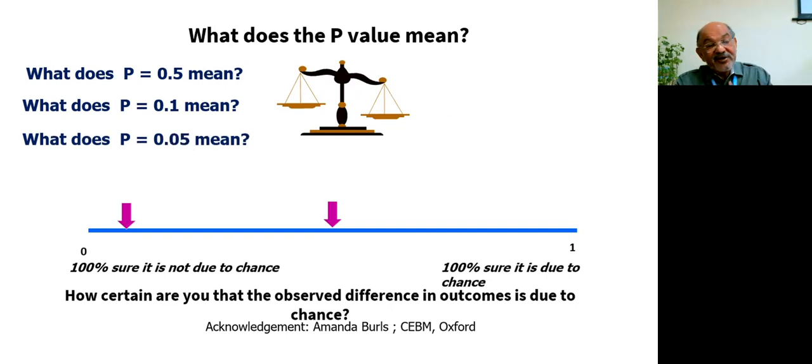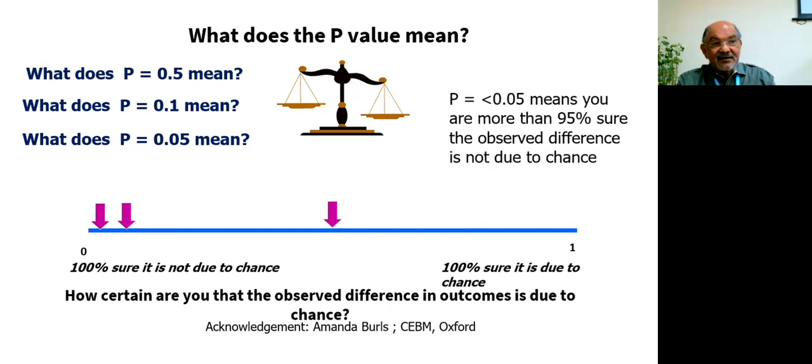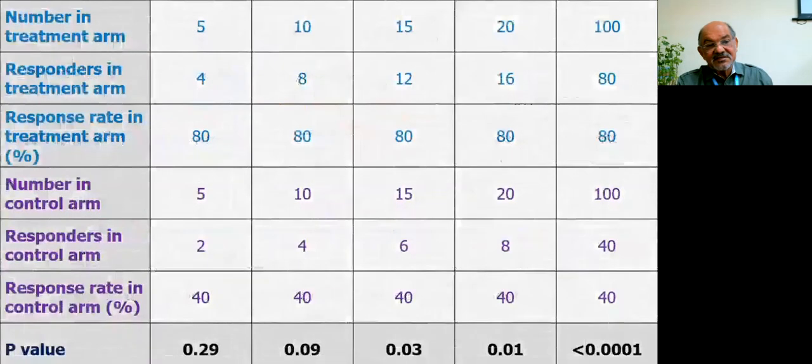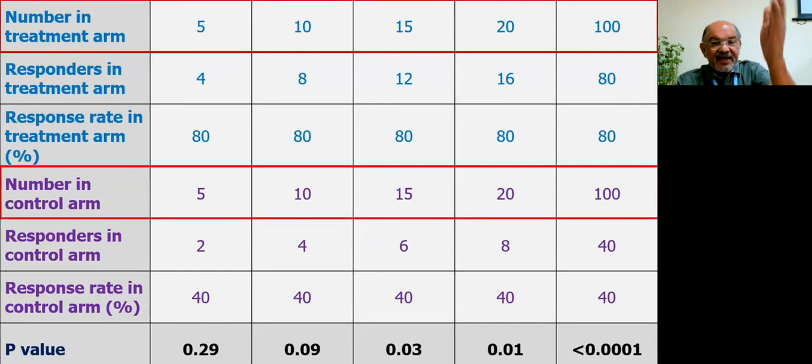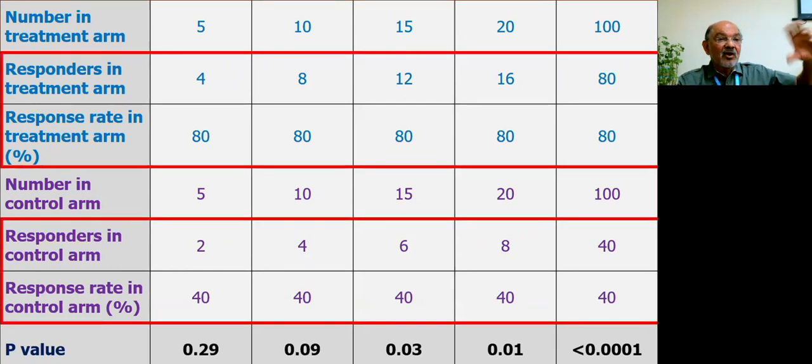So when you get a p-value of 0.05, it means you're 95% sure this difference is not due to chance, right? Keep that in mind and look at this. I've got rows and columns, right? The first and the fourth columns are telling you about the number in a treatment arm and in the control arm. If you look at the columns, there's 5, 10, 15, 20, and 100 in each arm, treatment and control arm. And the next two columns are talking about the response to the treatment or control, right?